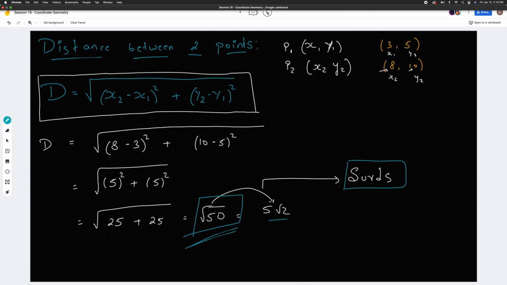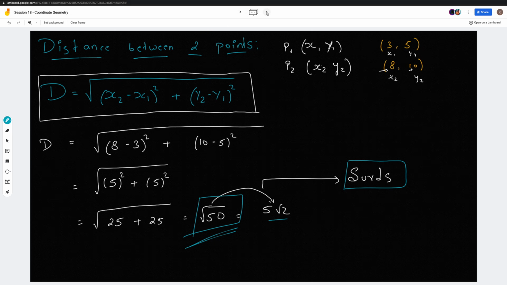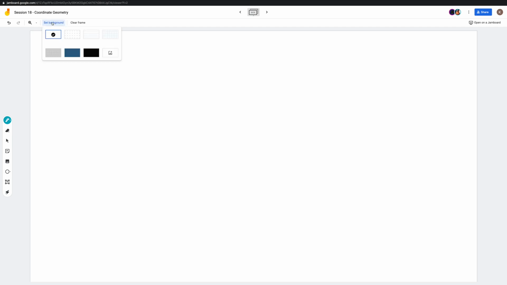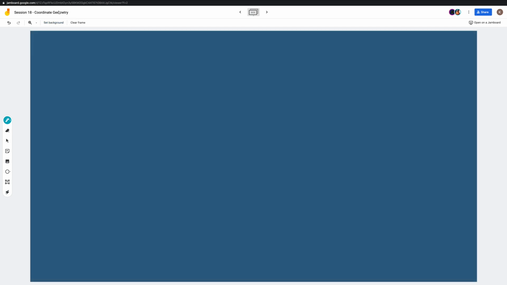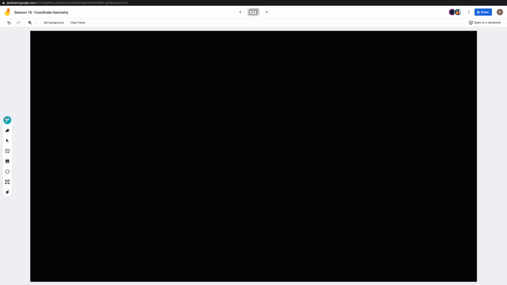So let us do one more example, and this time let us do a little more complicated example. So I'll write the formula again. Distance is equal to x2 minus x1 whole square plus y2 minus y1 whole square, and this whole thing is under square root. Write down the formula so you will remember this.